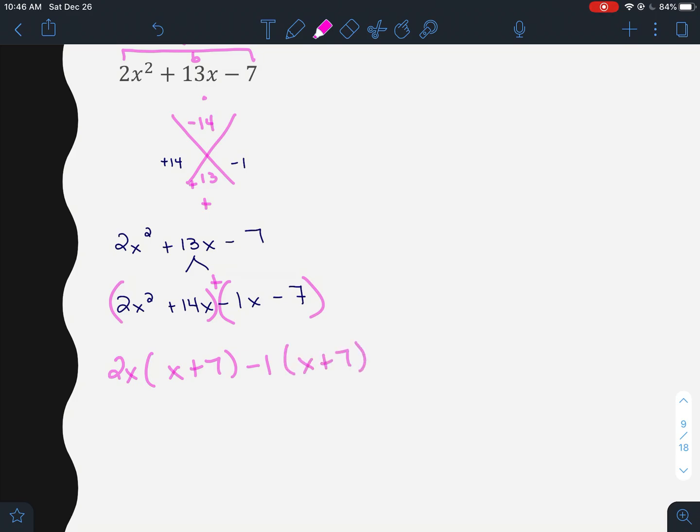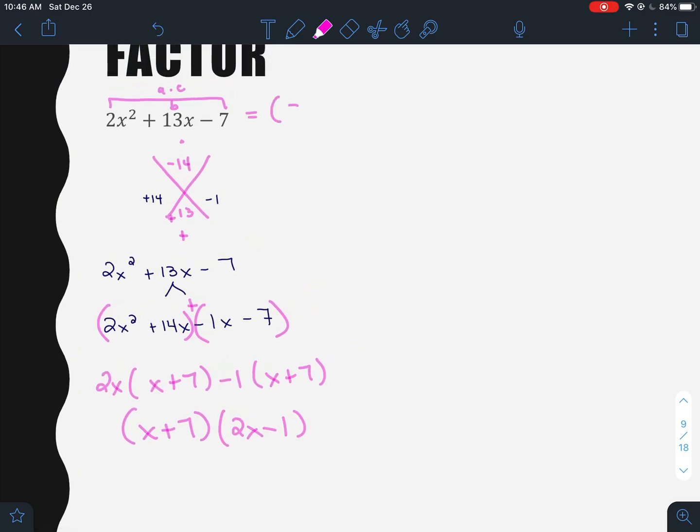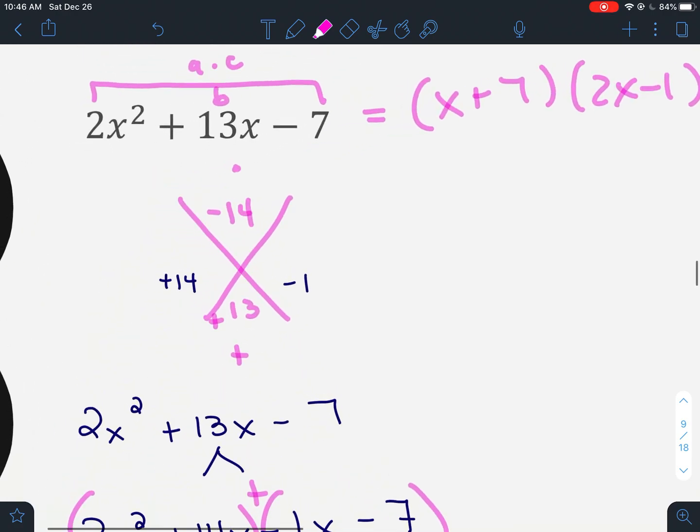Negative 1x and negative 7 have a common factor of negative 1. And then I'd have an x plus 7 when I factor out the negative 1. So now they both have an x plus 7, so I can factor out an x plus 7. And then we would have the 2x minus 1. So this trinomial would factor into x plus 7 times 2x minus 1.